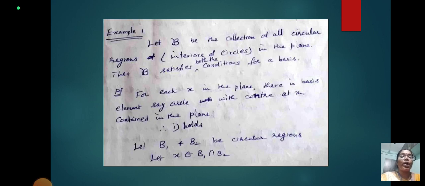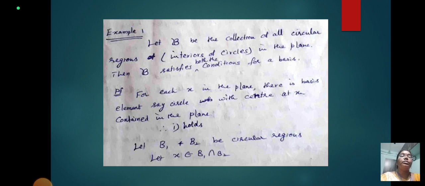Next, example 1. Let script B be the collection of all circular regions. Consider interior of circles in the plane. Then script B satisfies both the conditions for a basis. Let us verify the two conditions. First one, if x belongs to X, there exists at least one basis element B belongs to script B such that x belongs to B.